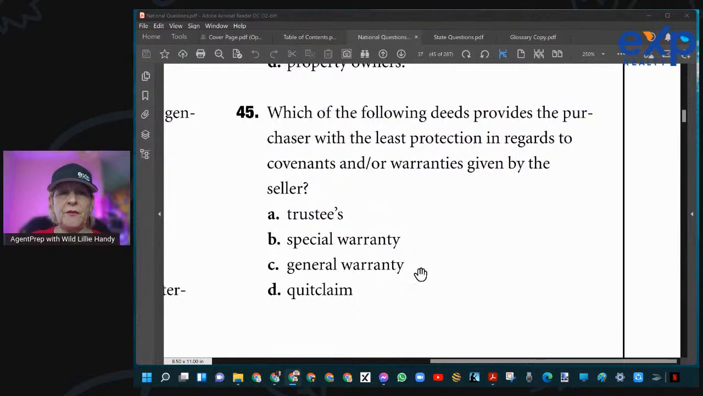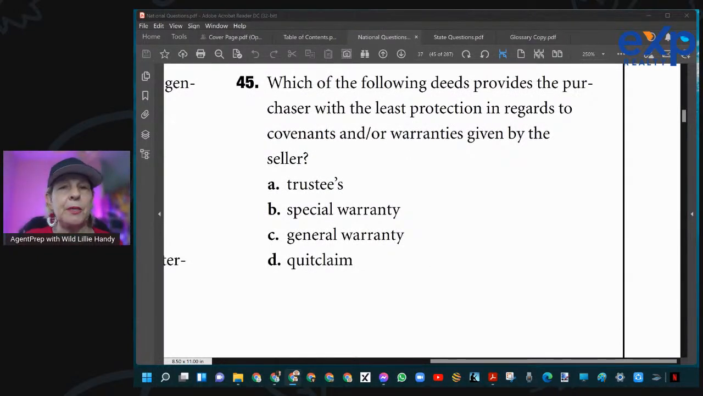All right, number 45. Which of the following deeds provides the purchaser with the least protection in regards to covenants and or warranties given by the seller? So which of the following deeds, it's a type of deed. And what is a deed? I can't describe the deed because then I'll give you the answer. It provides the purchaser of real estate property the least protection in regards to covenants, restrictions, or any warranties given by the seller, any errors or any claims that may have been made. So which deed provides the least protection? Basically almost no protection.